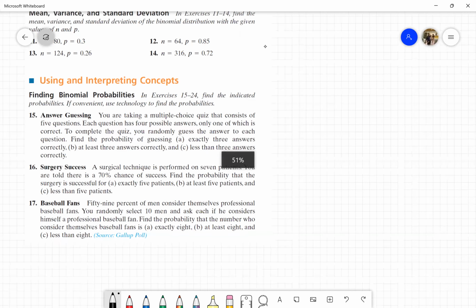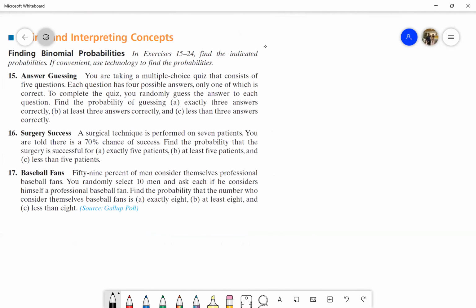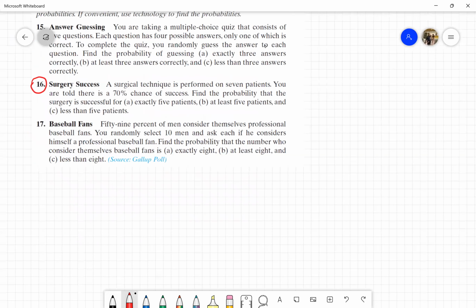Okay, let's do the one that talks about surgeries. So we're doing number 16. It says there, a surgical technique is performed on 7 patients. You're told there's a 70% chance of success. Find the probability the surgery is successful for exactly 5 patients, and part B is at least 5 patients, and part C is less than 5 patients. So I'll go ahead and do it at the bottom here.